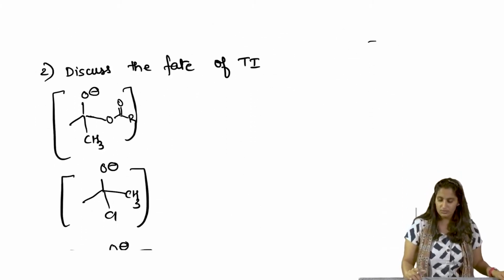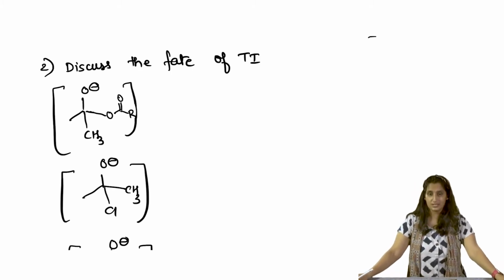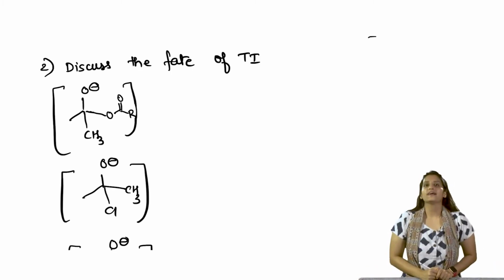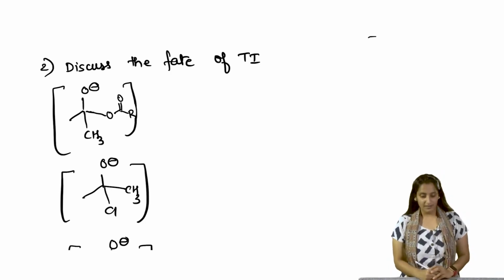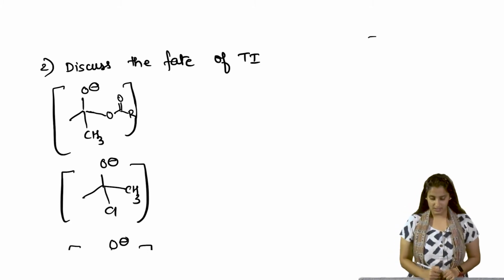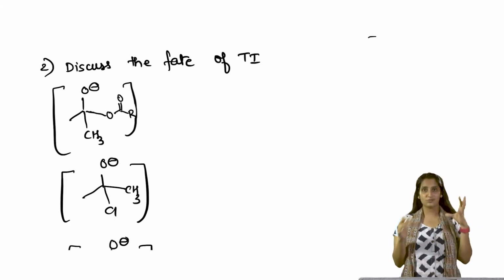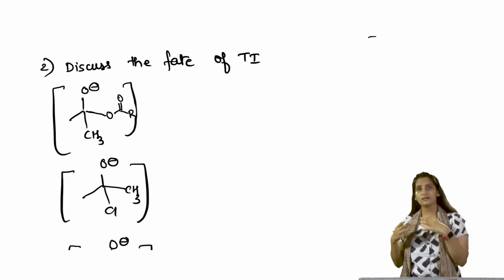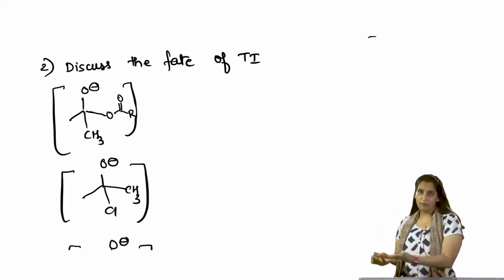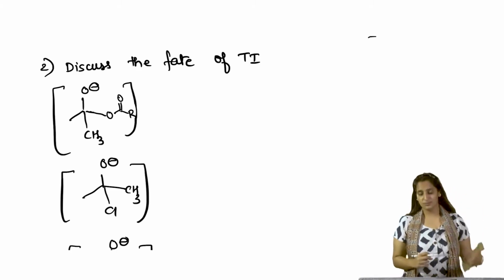Let us try to solve question number 2, which is to discuss the fate of the tetrahedral intermediates that are formed here. Okay. Let us start solving our question number 2. So, that is discuss the fate of the tetrahedral intermediate in this case. Now, in each case they have given us a tetrahedral intermediate. Now, they want us to discuss what will happen, whether it will collapse, and if it collapses to reform the carbonyl bond, which of the leaving groups will leave.